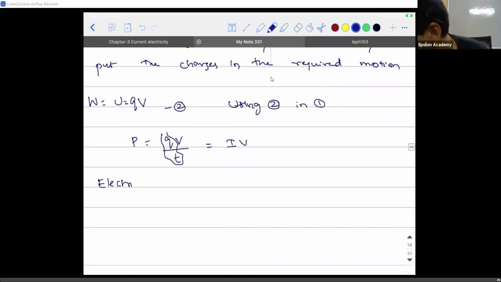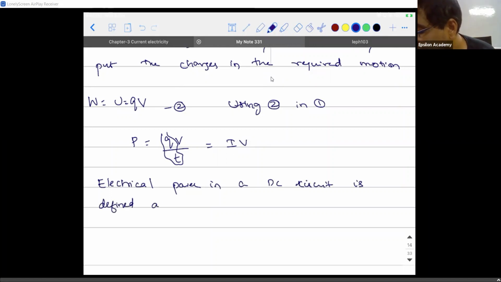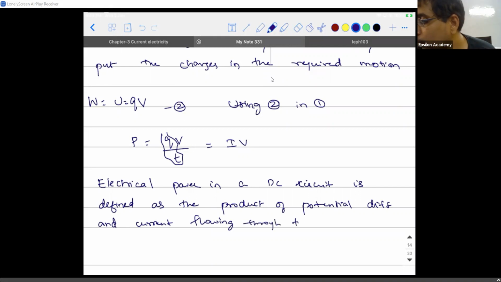So the electrical power in a DC circuit is defined as the product of the potential difference and the current flowing. Are you able to understand this? So electrical power in a DC circuit is defined as the product of the potential difference and the current that is flowing through the conductor.